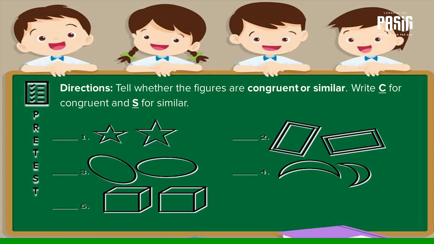Let's answer the pretest. Directions: Tell whether the figures are congruent or similar. Write C for congruent and S for similar. For number 1, the correct answer is S, similar.